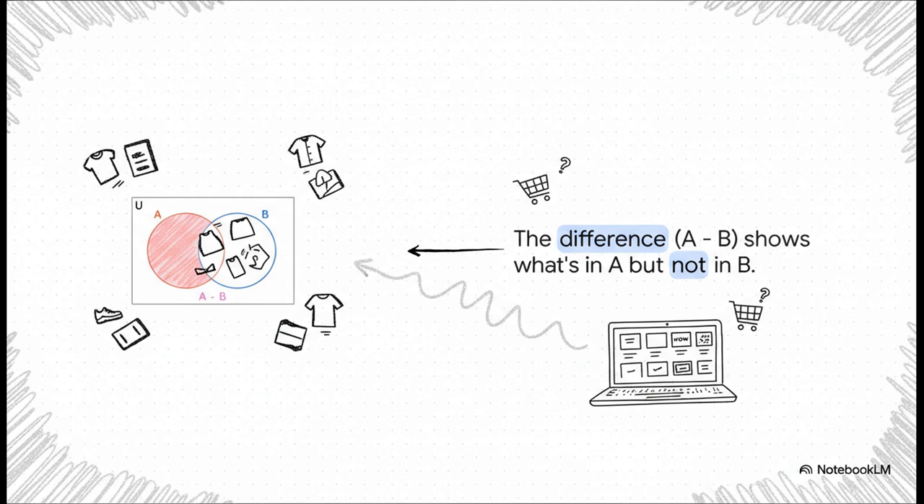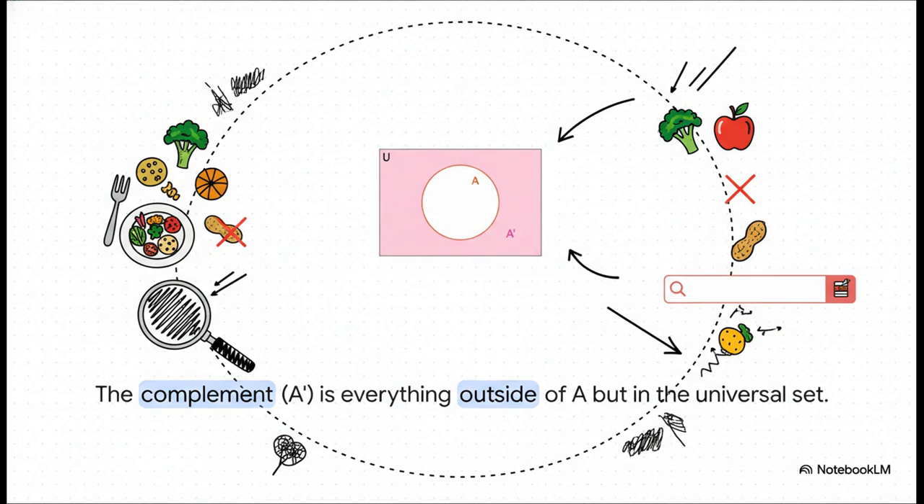Online stores do this constantly. When they recommend products, they're often taking the set of all products and subtracting the set of products you've already looked at. And finally, we have the complement. Now, this one's a little different. It needs a boundary. We call that the universal set, which is just everything we could possibly be talking about. So the complement of A is simply everything inside that universe that is not in A. For example, if your universe is all recipes on a website and set A is recipes with peanuts, the complement is every single other recipe that doesn't have peanuts. You're basically asking for everything but what's in set A.